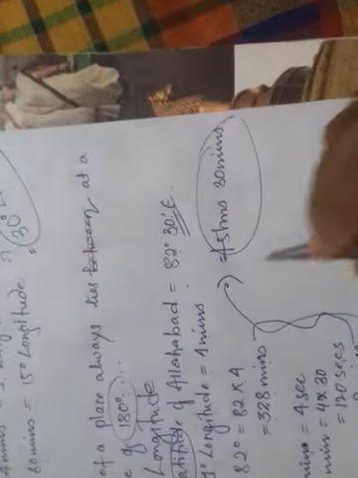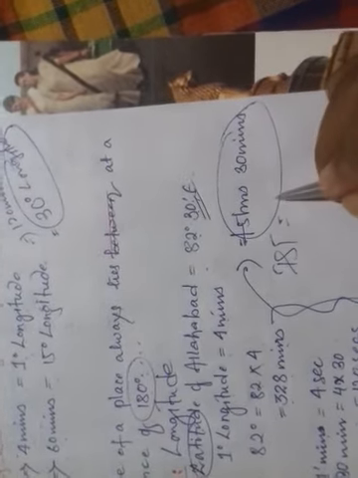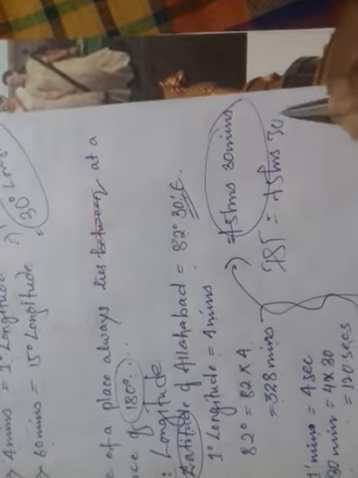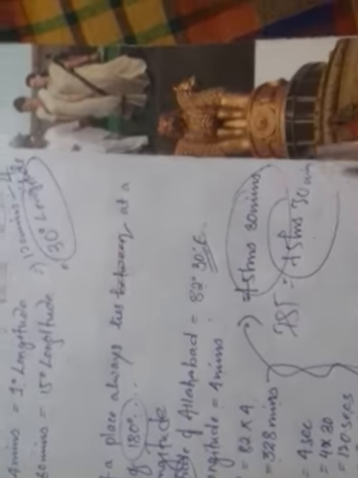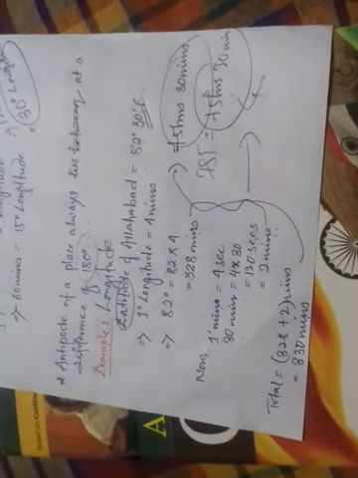So our Indian Standard Time according to GMT is how much? Plus 5 hours 30 minutes. Why plus? Because India is in the eastern longitudes. I hope you understood this very well.